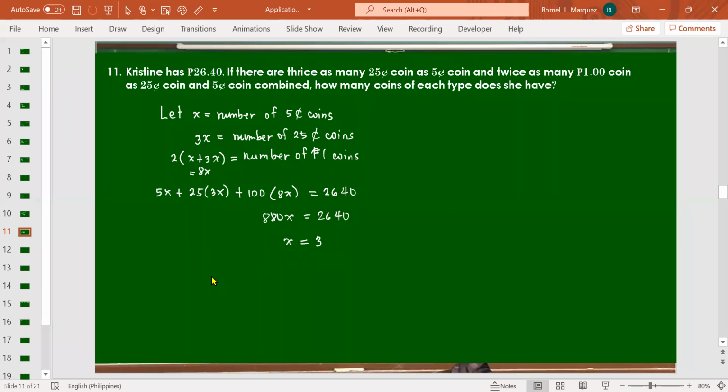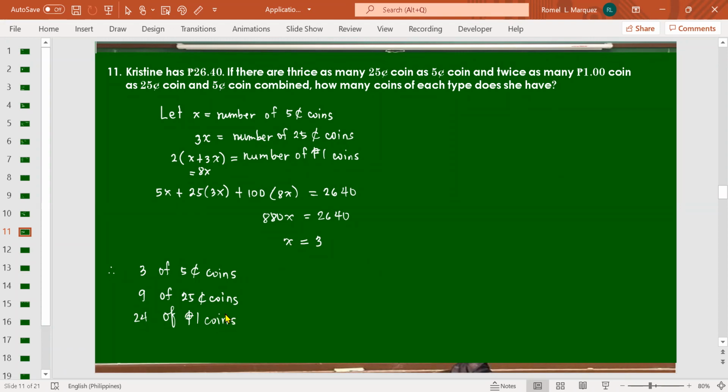So ilan daw 5 centavo coin? 3. So therefore, 3 5 centavo coin. Yan. Ilang 25 centavo coins? 9. 1 peso coins? 24. Yan. 24 of 1 peso coins.